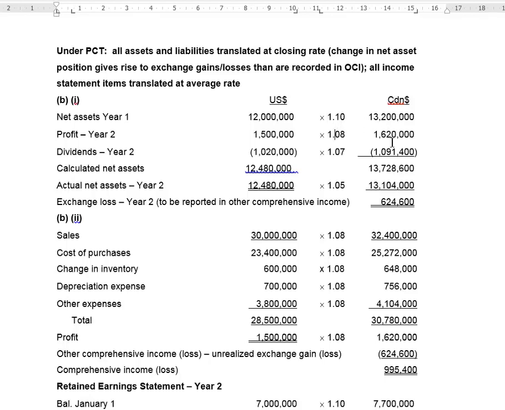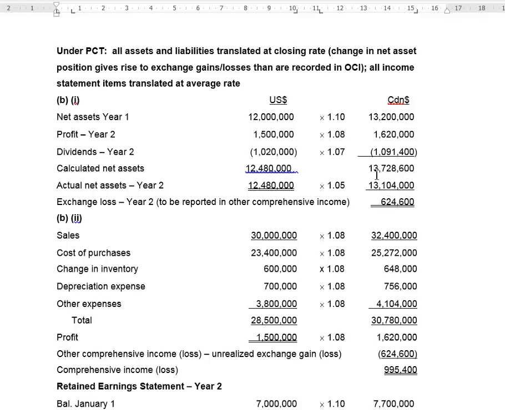Our profit, again, don't forget, all assets and liabilities are translated at the average rate, and so profit is at the average rate of 1.08, and dividends, again, the rate in effect at the date they were declared, and that is 1.07.